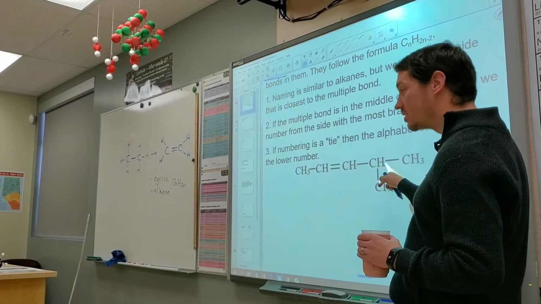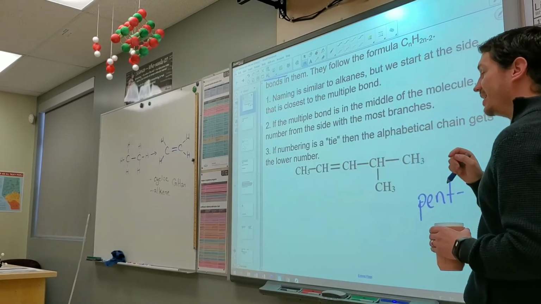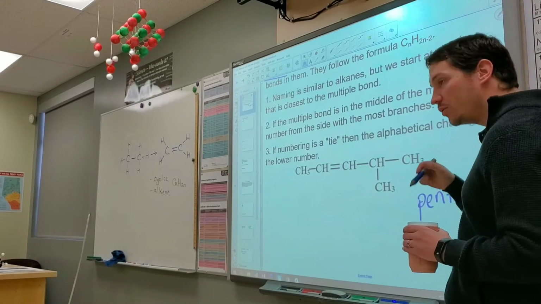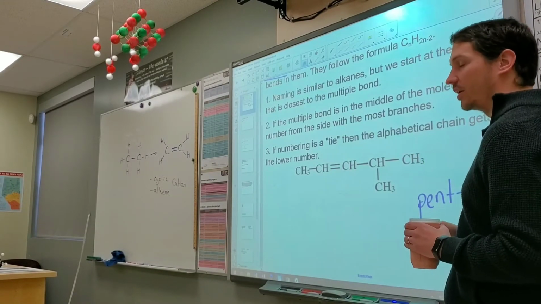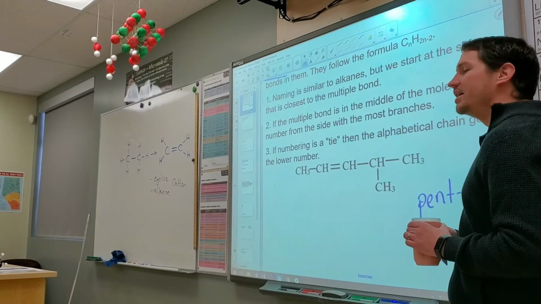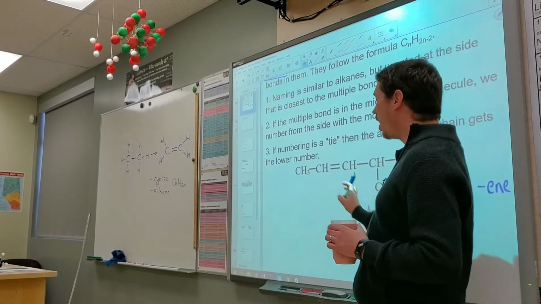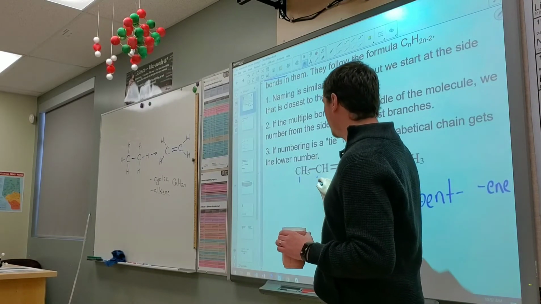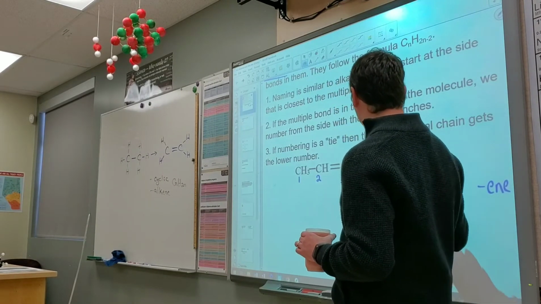Does that make sense? So what I want to know is we've got to start numbering so that the double bond is closest to the lower numbers, right? We're going to start numbering on the side that's closest to the double bond. So where do you want to start numbering? On the left or on the right? On the left. So this is number 1, 2, 3, 4, 5.